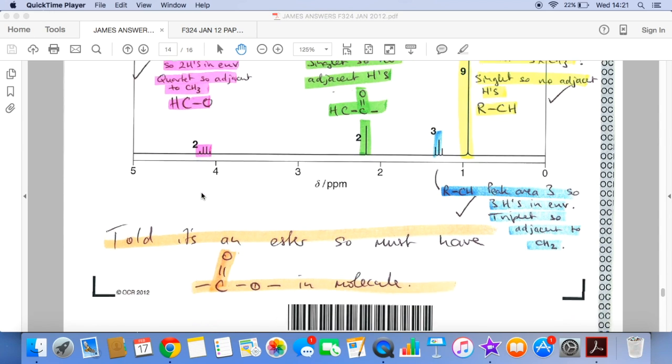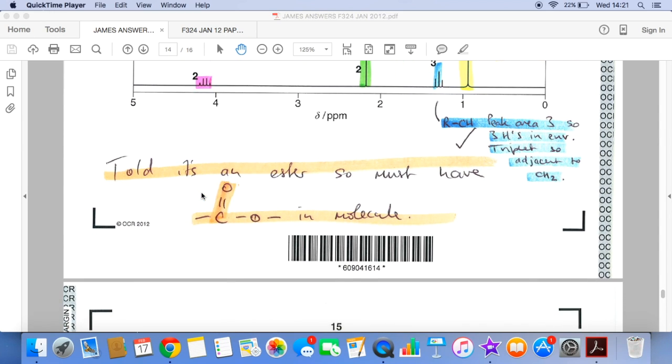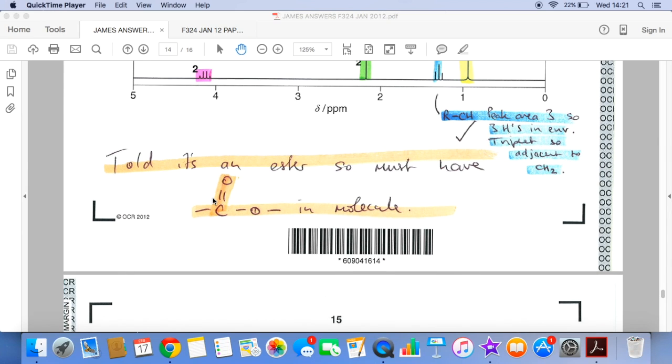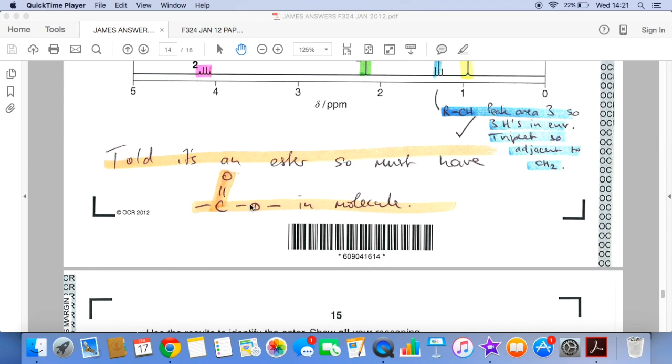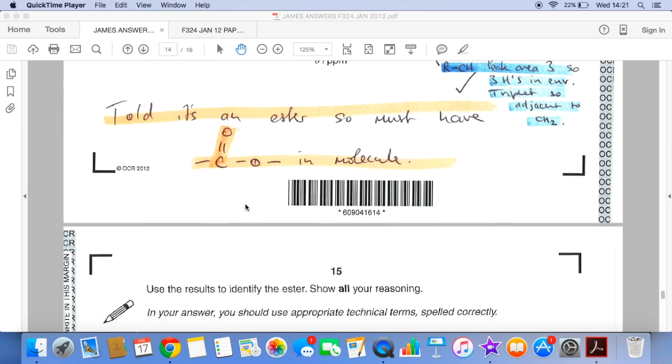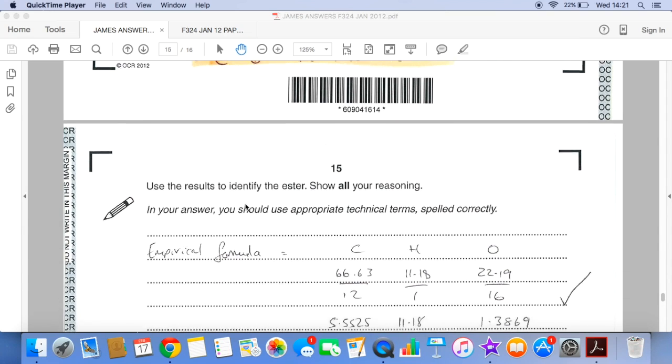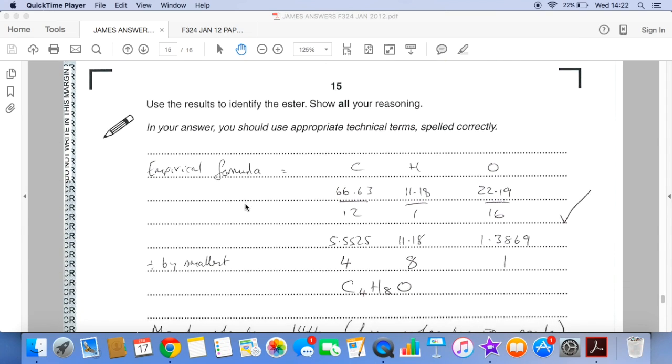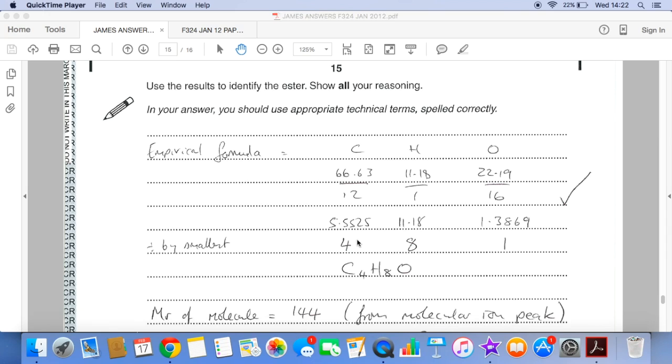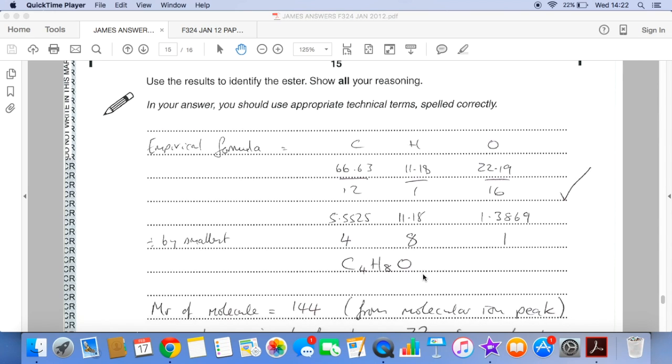So let's put all that together now. So there's a little reminder to myself there. It's an ester, so we've got to have this in the molecule, otherwise it wouldn't be an ester. So let's have a look. Empirical formula, straightforward calculation, percentage over the Mr. So we get a ratio of 4 to 8 to 1. So the empirical formula is that.